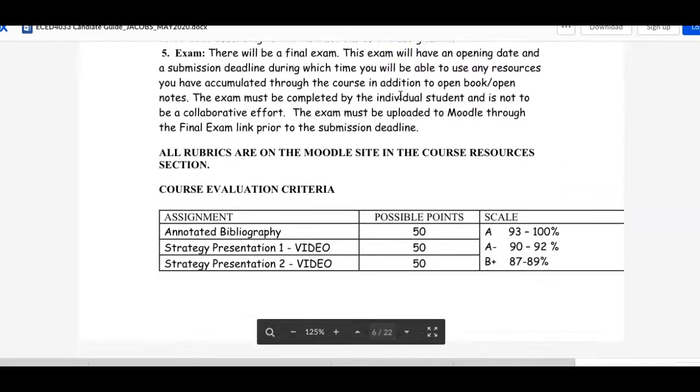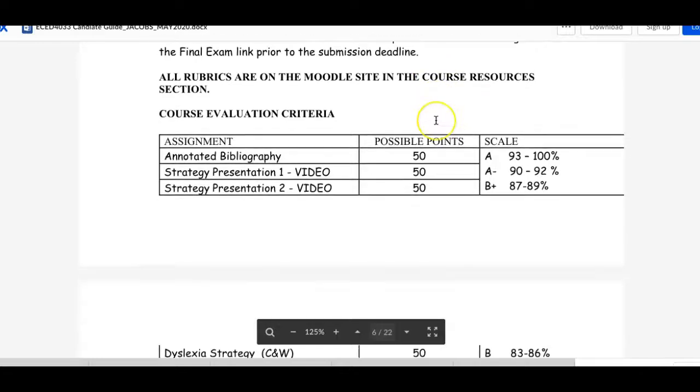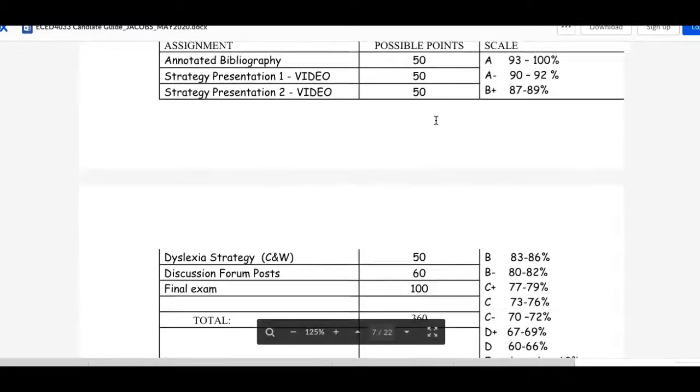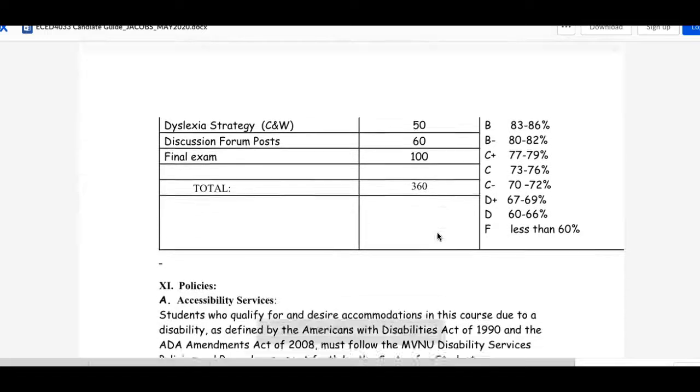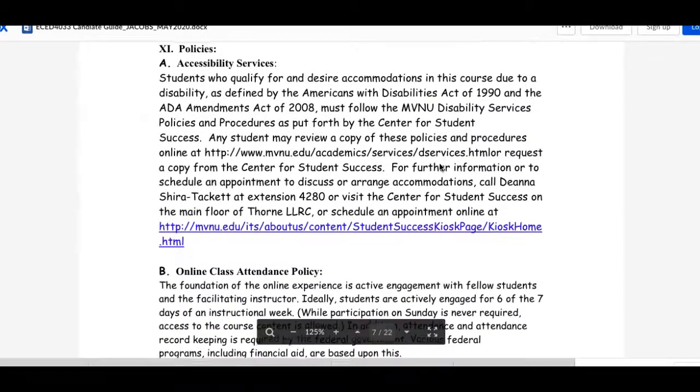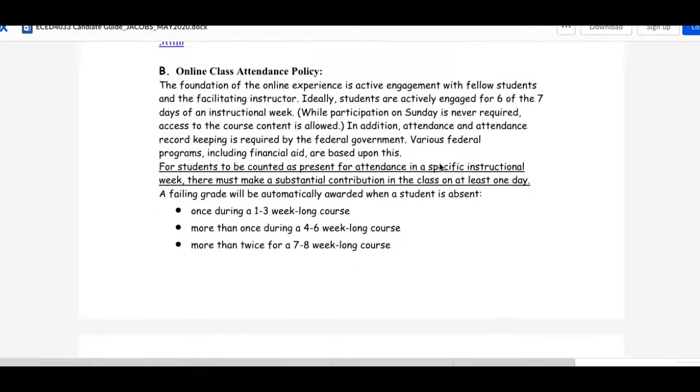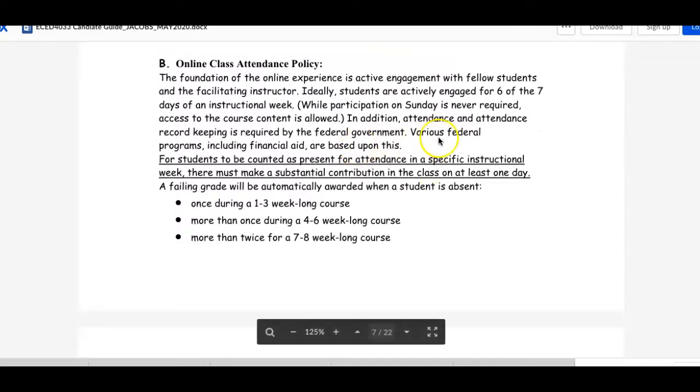Okay, there's a final exam. It will be open at the beginning of the week on the last week and be due on Saturday, just when the instructional week ends. Here's how the points break down. The grading scale is the same as for all courses in the education department. Our online attendance policy, you must contribute at least one thing, whether it's a paper or a discussion forum or so on, to be counted as present for the week.